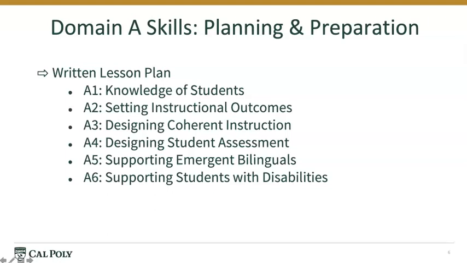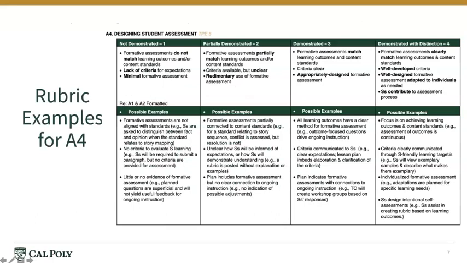All planning and preparation skills are evaluated during observation 3.2. Take a moment to review the 6 A skills displayed on this slide. This slide contains the rubric and rubric examples for the A4 skill. The observation rubric for Domain A also has accompanying rubric examples for all 6 Domain A prioritized skills. These rubric examples are available on our SOE Clinical Practice website for further review. Please take a moment to pause the screencast and review the above rubric and examples.